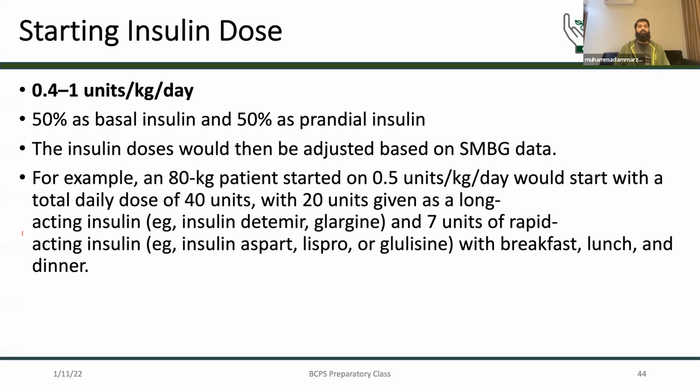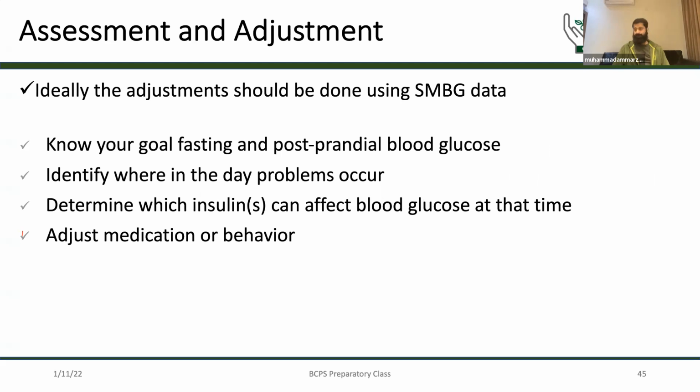And these 20 units should be divided into 3 parts if he is taking 3 meals in a day. So that would be approximately 7 units of rapid acting insulin before each meal, and 20 units of long lasting insulin at bedtime. So this is the usual starting regimen for the patients of type 1 diabetes. So you should adjust the dose of insulin ideally based on the self-monitoring of blood glucose data.